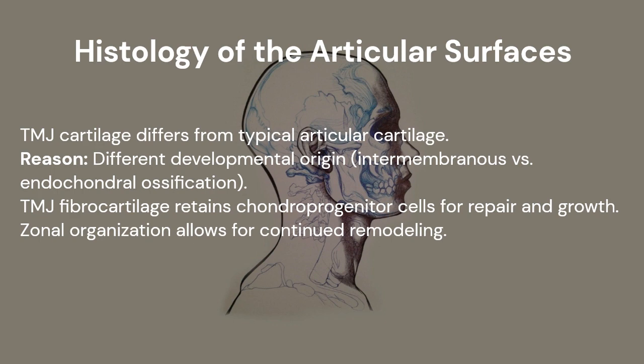The articular cartilage of the TMJ is set up very differently from typical articular cartilage. The reason for this is that the mandible and TMJ form from intramembranous ossification rather than from endochondral ossification. Because of that, the articular fibrocartilage of the TMJ keeps its chondroprogenitor cells buried deep within it, unlike typical articular cartilage, which loses its chondroprogenitor cells. The zones of the articular fibrocartilage are set up differently, which allows for continued TMJ growth, repair, and remodeling.